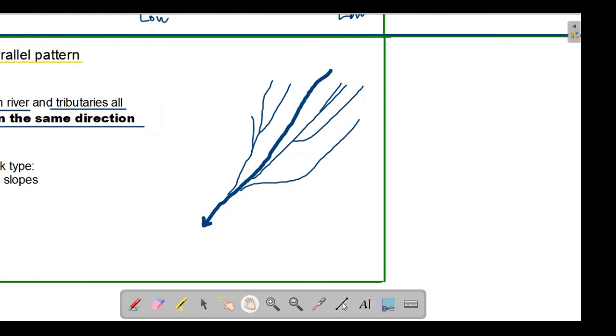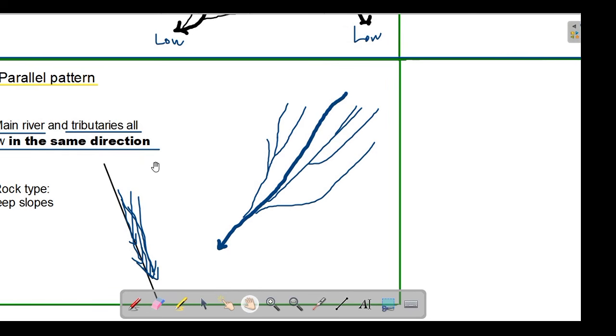This will usually develop on steep slopes. When a slope is steep, all streams are forced to flow in one direction. They are all flowing in this direction, and hence they end up being parallel to each other. So this is the parallel pattern. The rock type is steep slopes.